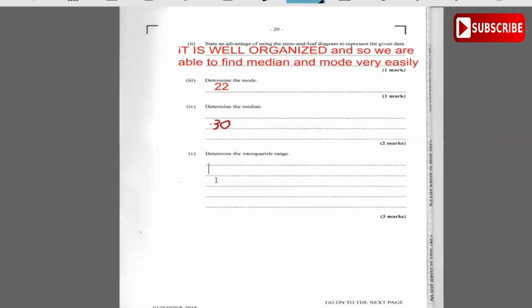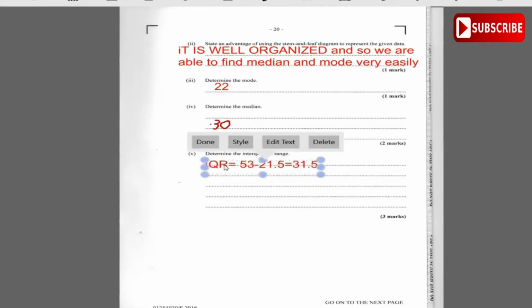Now we can find the interquartile range. I like to call it IQR. IQR, interquartile range, is the upper quartile, 53, minus the lower quartile, and the lower quartile we found was 21.5. We do the difference: 53 minus 21.5 is 31.5. Nice and easy. And that's it.